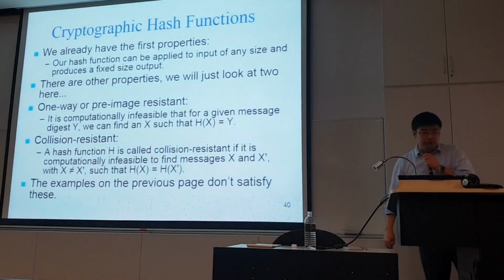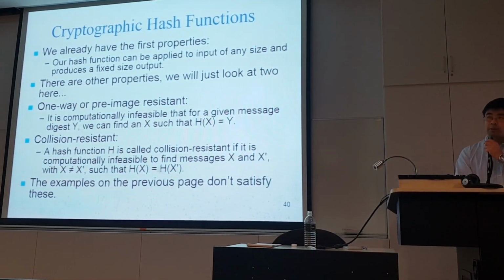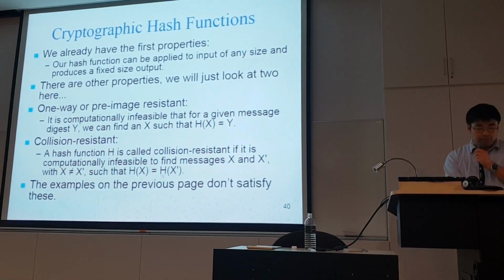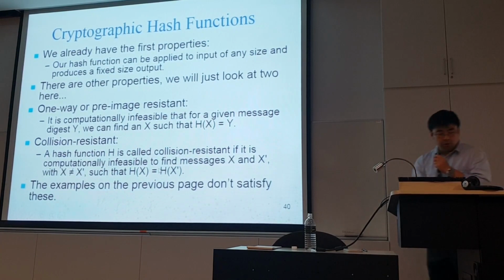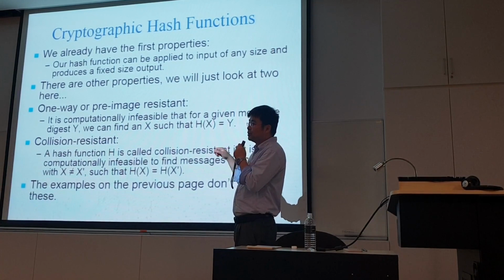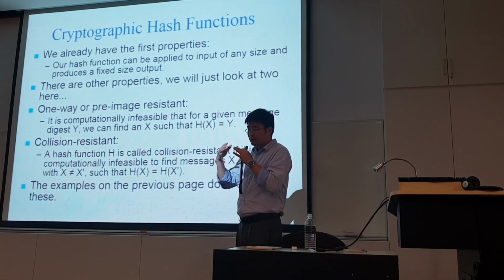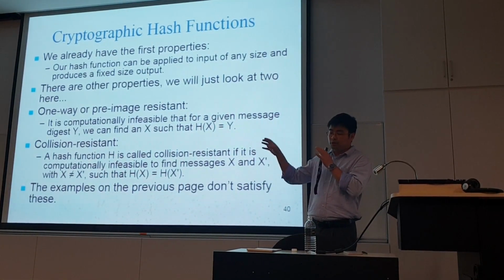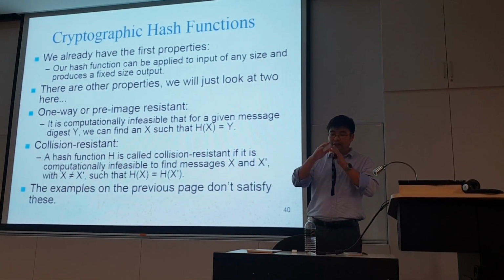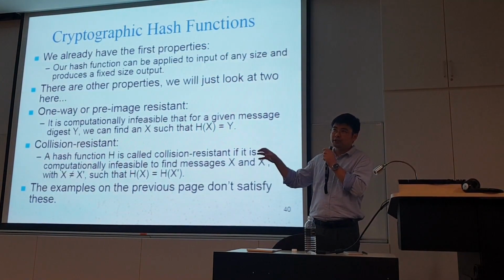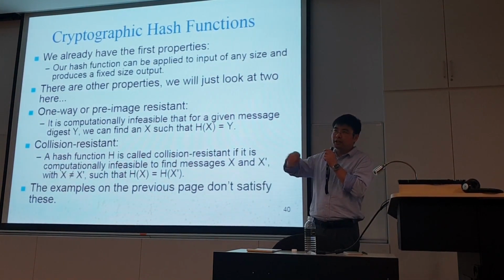The other one is collision resistance. That means it's computationally infeasible to find two messages which will produce the same hash output. Collision will definitely exist, so we don't use the term impossible. Imagine you have a hash function with a fixed size output. That means the number of possible outputs is fixed, but it can take arbitrary size input. That means the number of inputs is infinite, right? So you have infinitely many inputs and a fixed number of outputs. So collision will definitely exist.